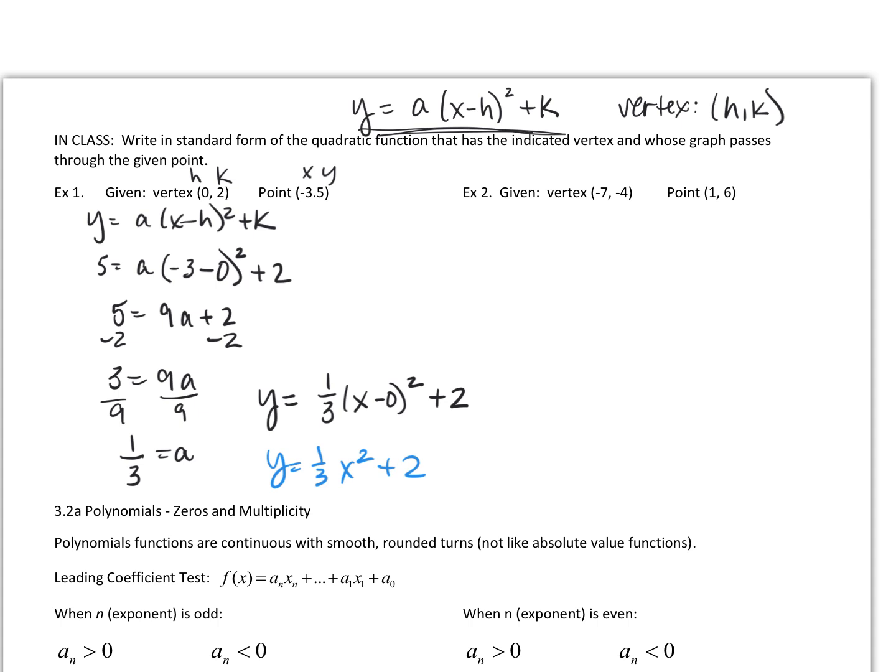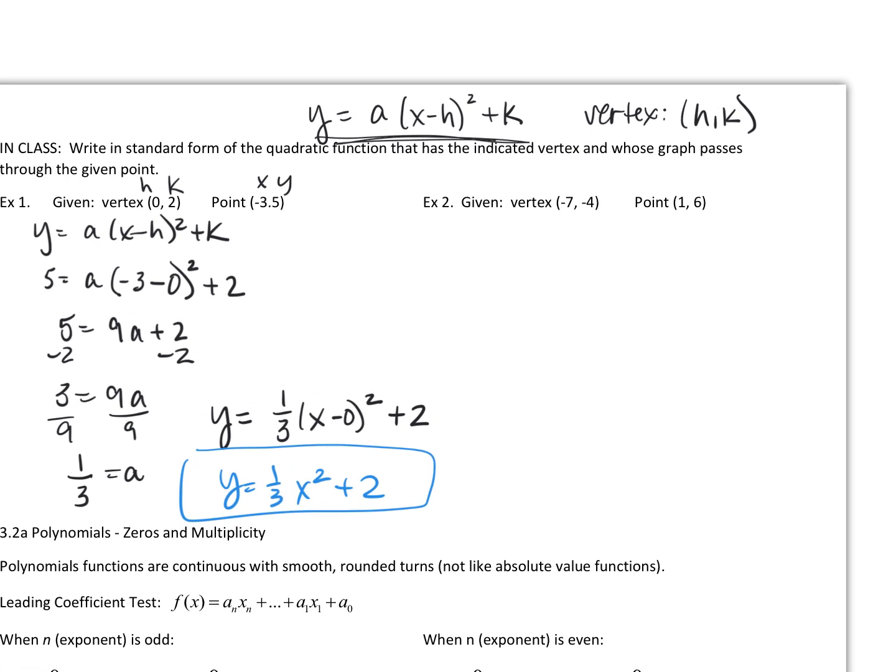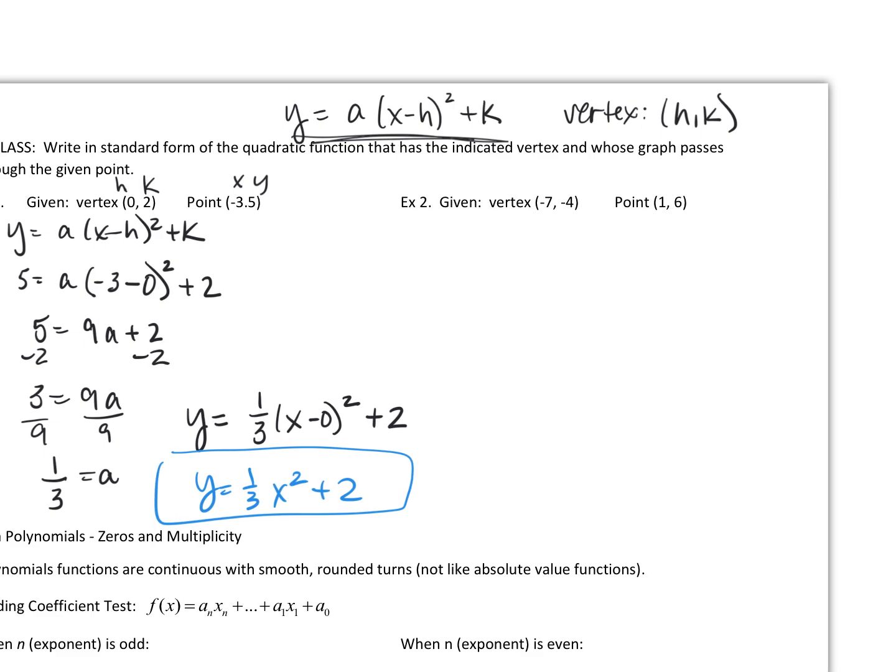So the big job today is solving for A, given a point and given a vertex. Obviously showing your work, right? We always show our work. Always. Ready for the next one?